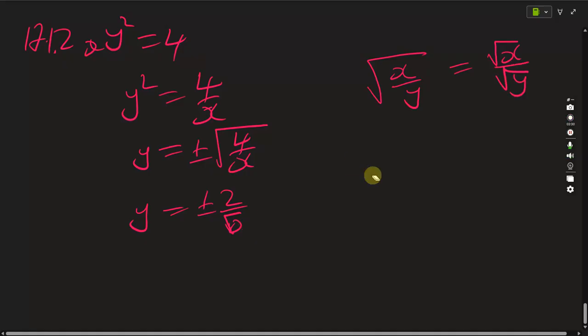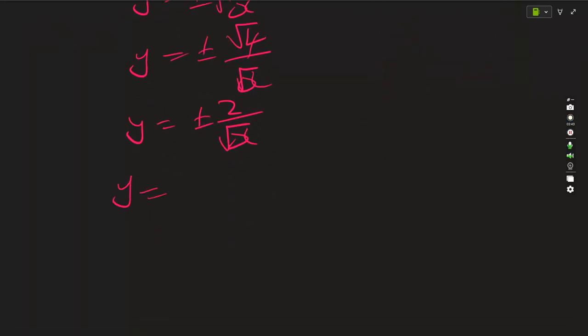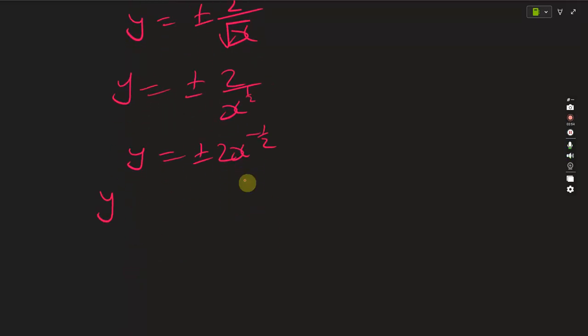That's what we did here. We just said the square root of 4 divided by the square root of x, and then that is plus or minus, the square root of 4 we know is 2, and the square root of x is just the square root of x. Then now y is plus or minus 2 over x to the power half, and then y is plus or minus 2x to the minus half. That means we're going to have two functions there. So y is positive 2x to the minus half, or y is negative 2x to the minus half.